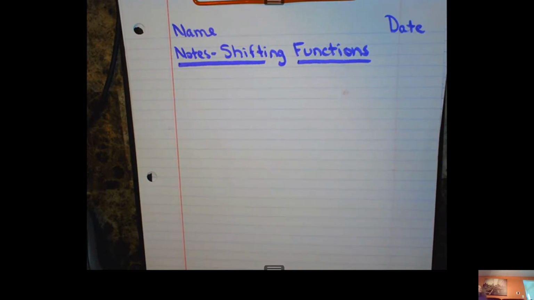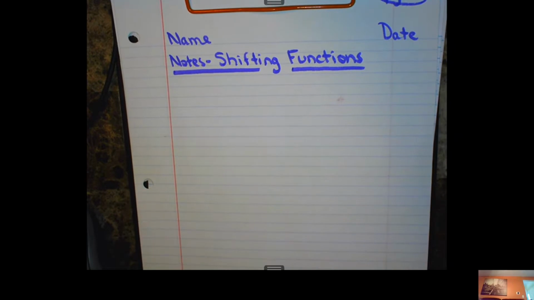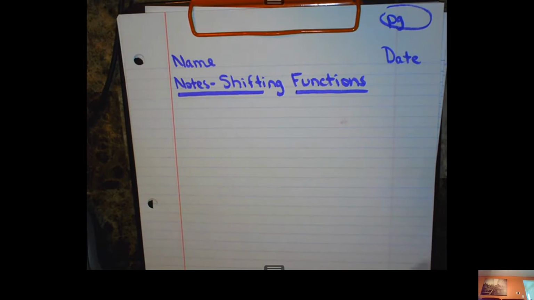In this video, you're going to learn how to shift functions. We're mainly going to focus on quadratic functions. Those are our powers of 2, like x squared will be in them. And we are going to be shifting left, right, up, and down, and you're going to notice what happens to the graph and what happens to the equation. So please make sure you have your heading on your paper.